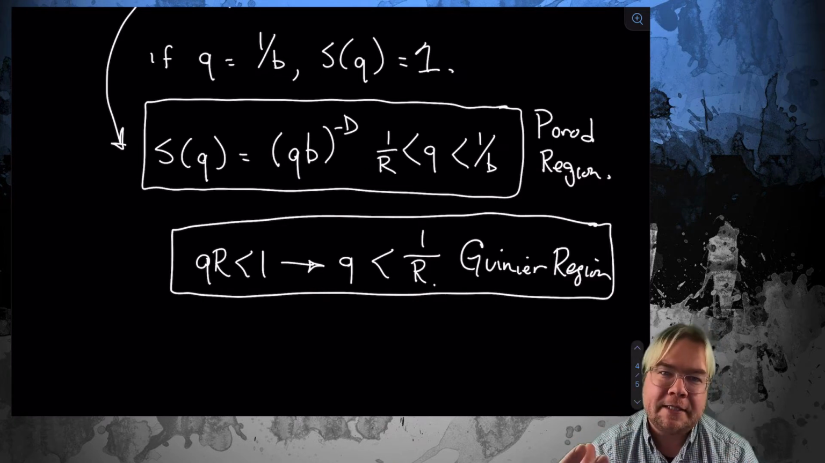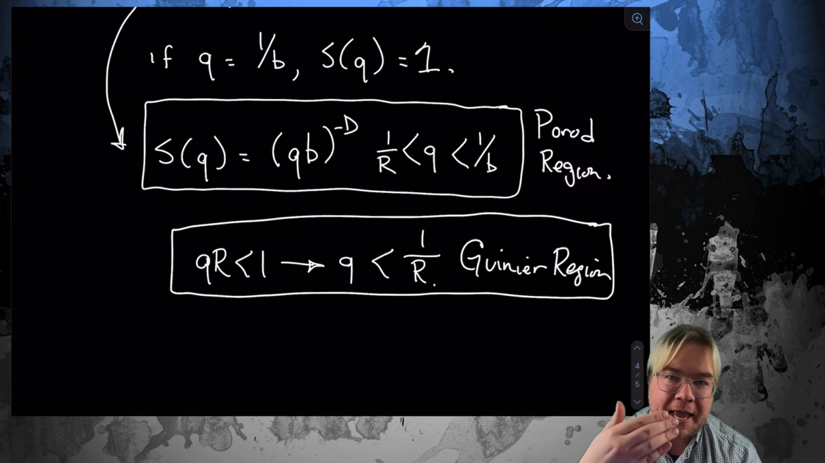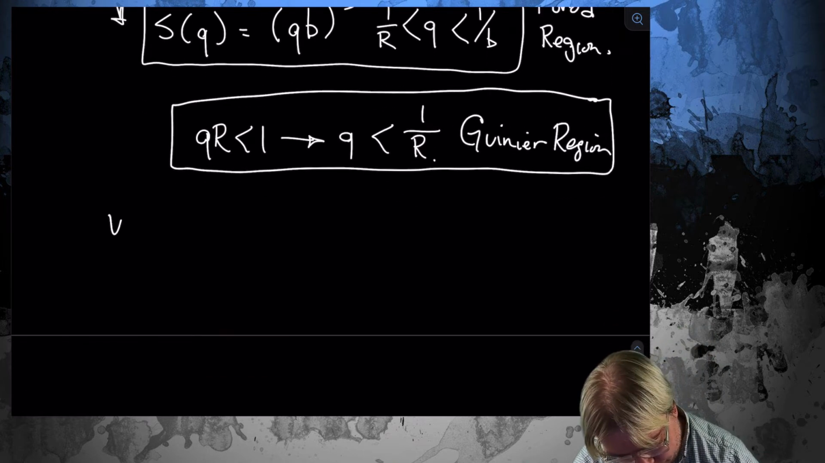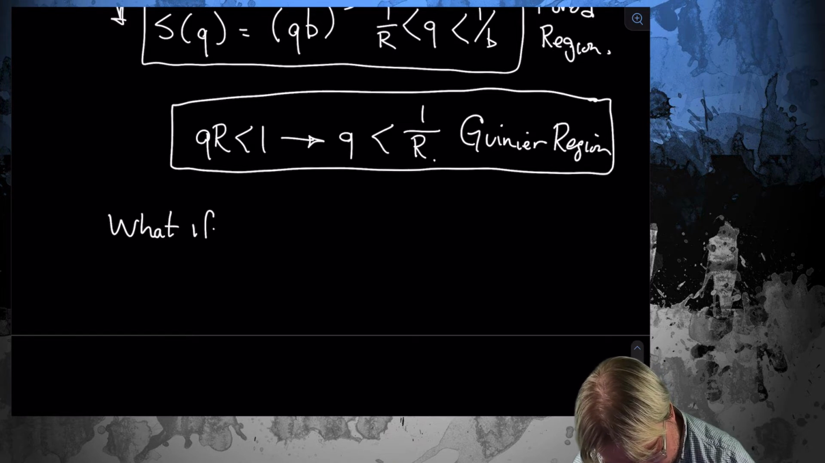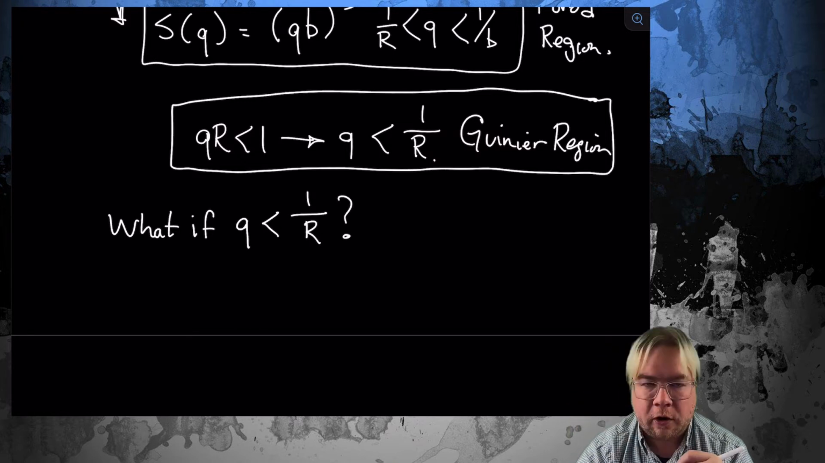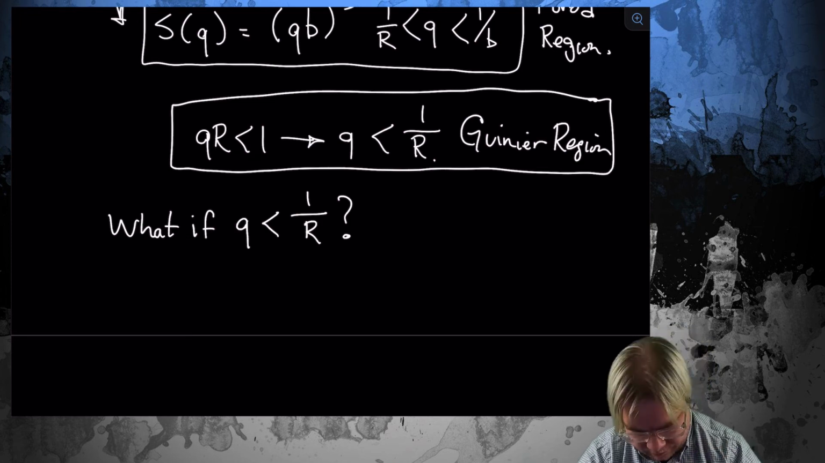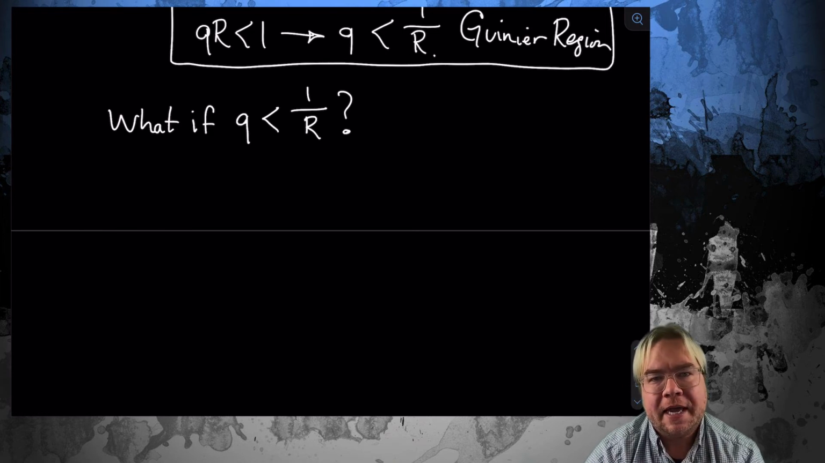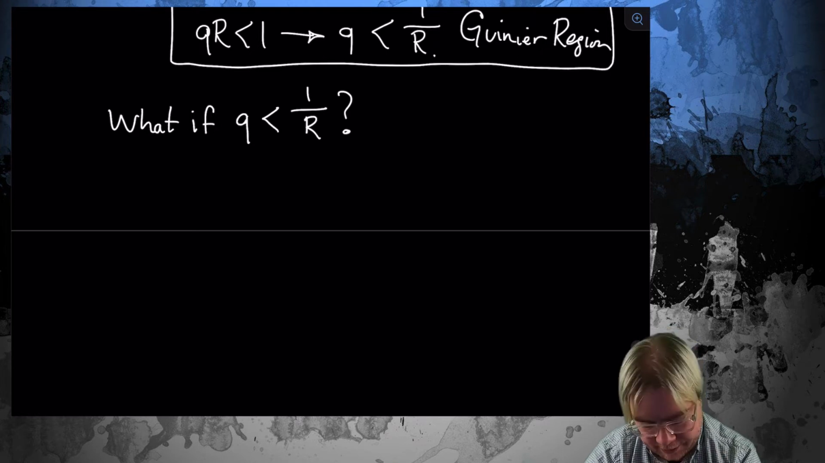So hopefully everything's making sense. We're just taking these concepts that we described in a previous video and adding some layers onto it, being a little bit more explicit about what we mean. All right, so what if Q was less than 1 over R? Can I get anything? In addition to the Guignet stuff that we've talked about, is there something I can get in terms of the intensity of the scattered radiation?